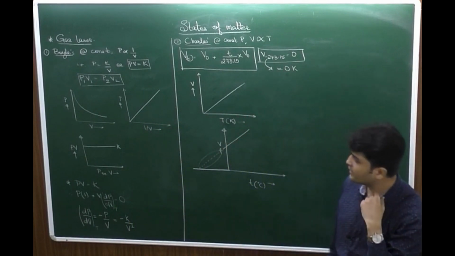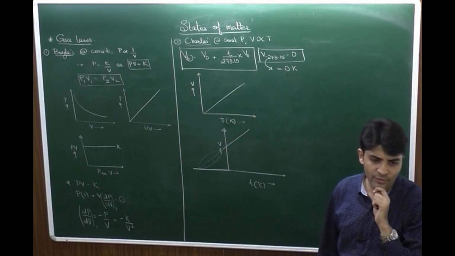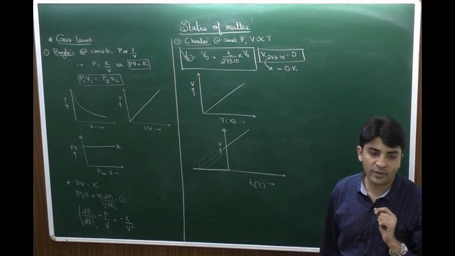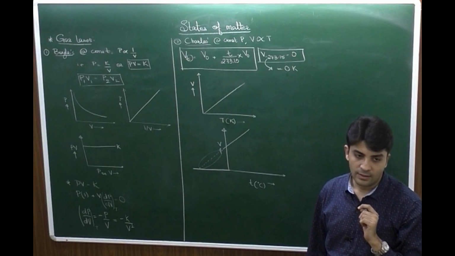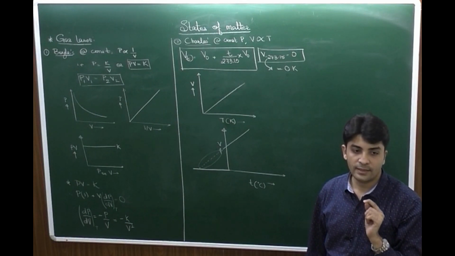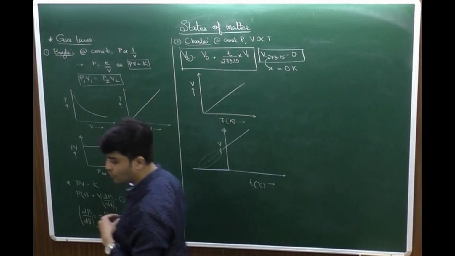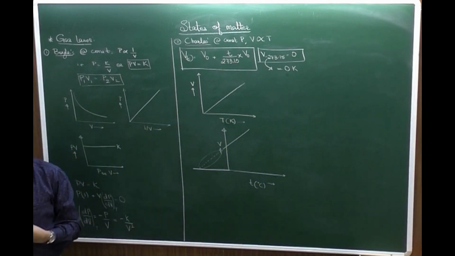And this is also related with the third law of thermodynamics, if you remember. Third law: the entropy of a perfectly solid is 0 at absolute 0 of temperature. That absolute 0 is nothing but 0 Kelvin or minus 273.15 degree Celsius.